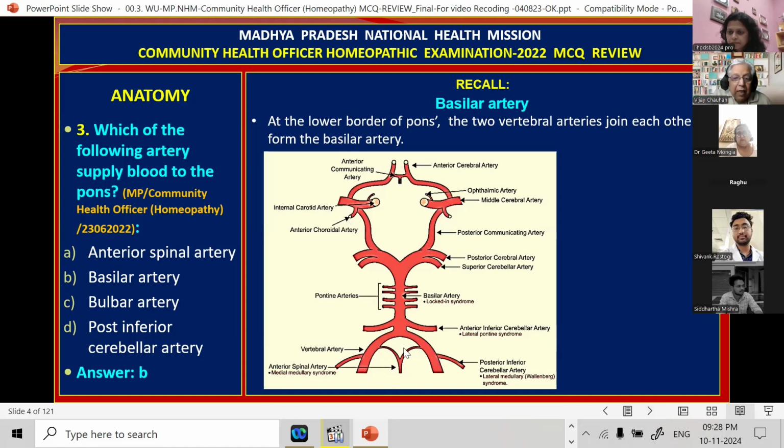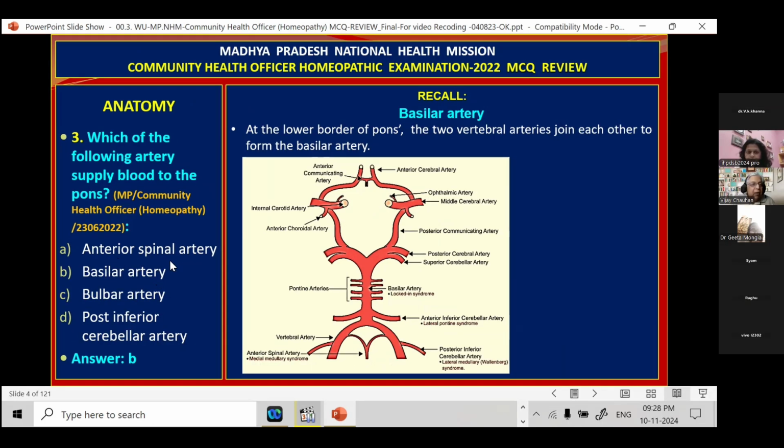The anterior spinal artery is a branch of the vertebral artery. These two vertebral arteries give one branch each, the anterior spinal artery. Both of the arteries unite together and go down to supply the upper segment of the spinal cord. So the anterior spinal artery is not the choice. It is a wrong choice.